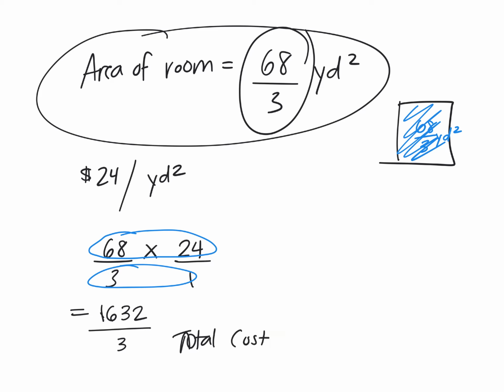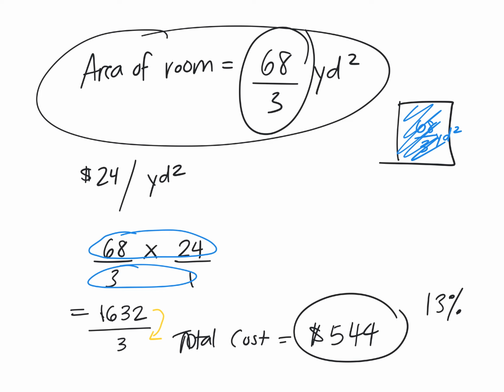Can we reduce this? We can actually divide this now. What's 1,632 divided by 3? What does that give us? Divided by 3. How much? $544. Is that the final answer? Is that the total cost? No, you have to pay tax. It's $544 before tax. We want to know how much we have to pay including tax.